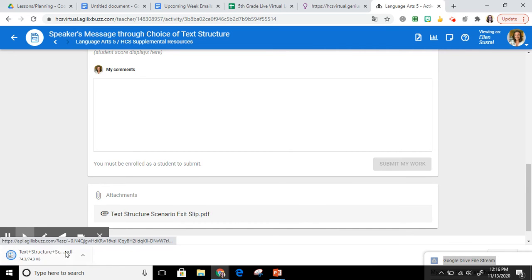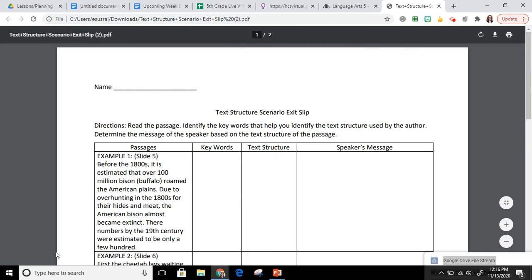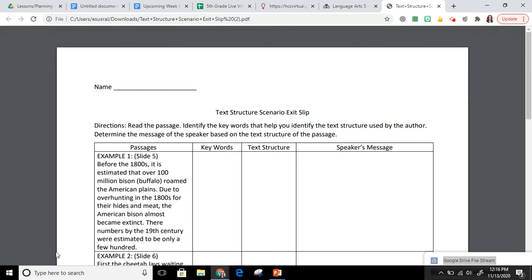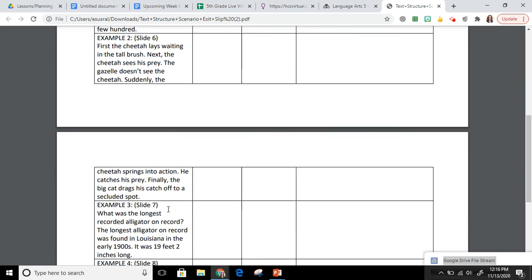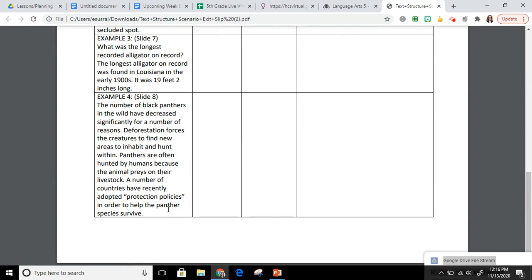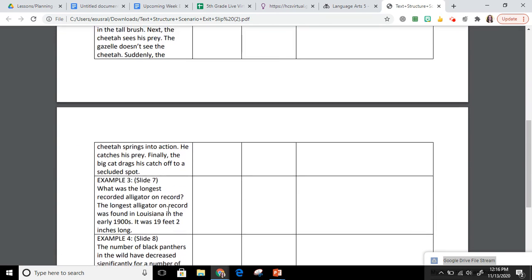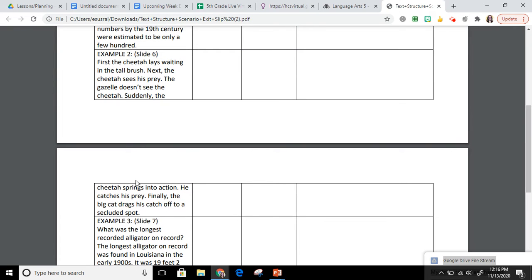So I'm going to open that up. And for this assignment, you have a few different passages. So the directions read, it says, read the passage, identify the keywords that help you identify the text structure used by the author, then determine the message of the speaker based on the text structure of the passage. So here you've got 4 different passages. Just take a note that the second passage does carry on to the second page.